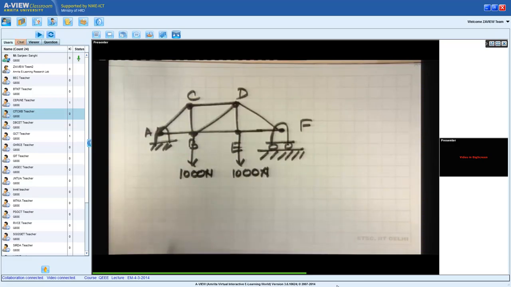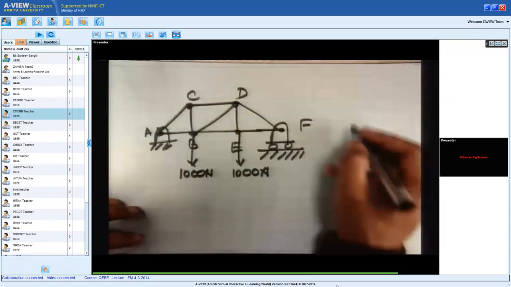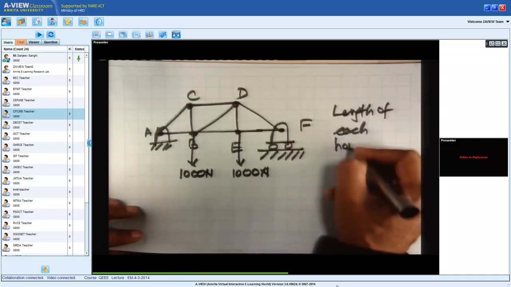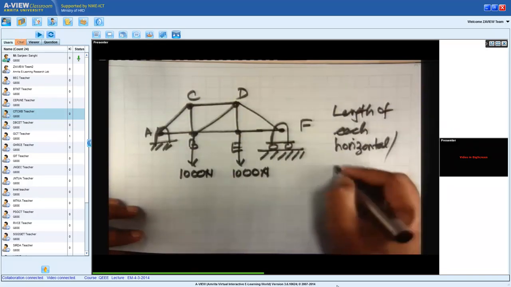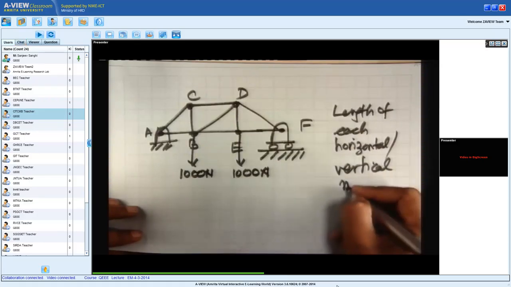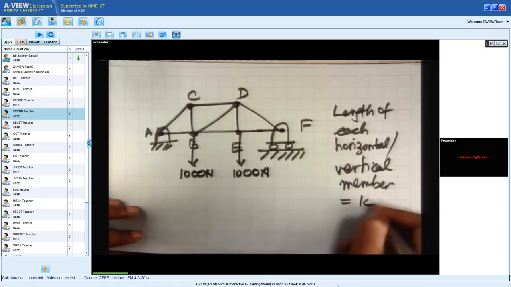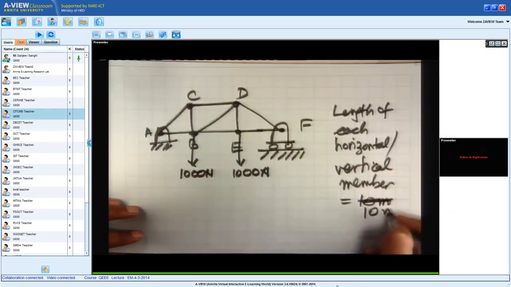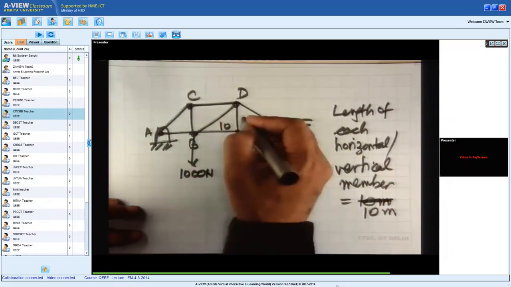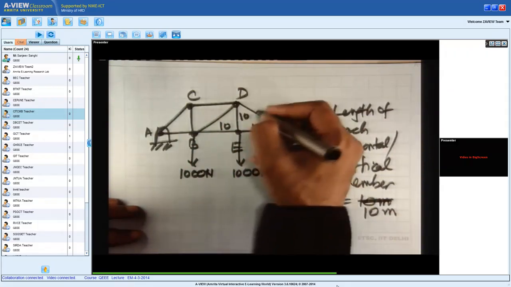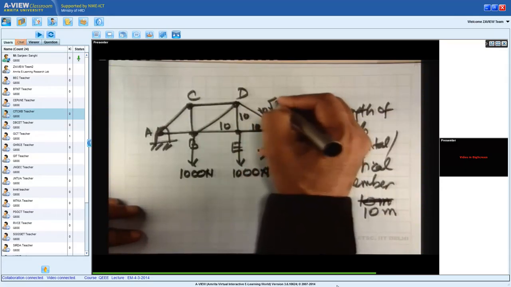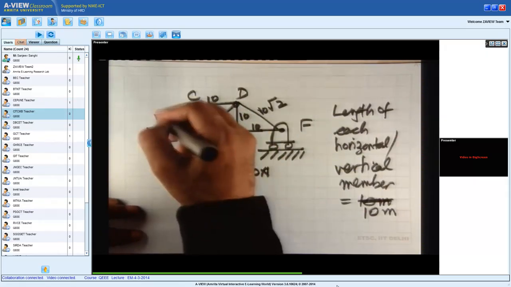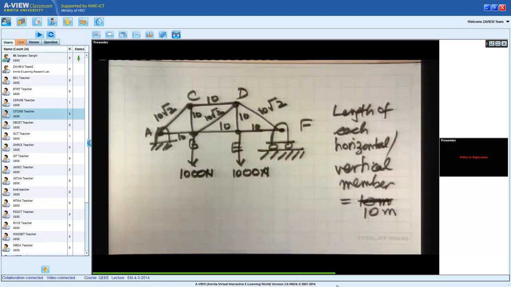what we are told is the length of each horizontal or vertical member is equal to 10 meters. It may not be, but let's say it is 10 meters. So this is 10, this is 10, and obviously, if these two are 10, this will be 10 root 2, 10 root 2, this is 10, this is 10, this is 10, this is 10 root 2. So this is all given to us.